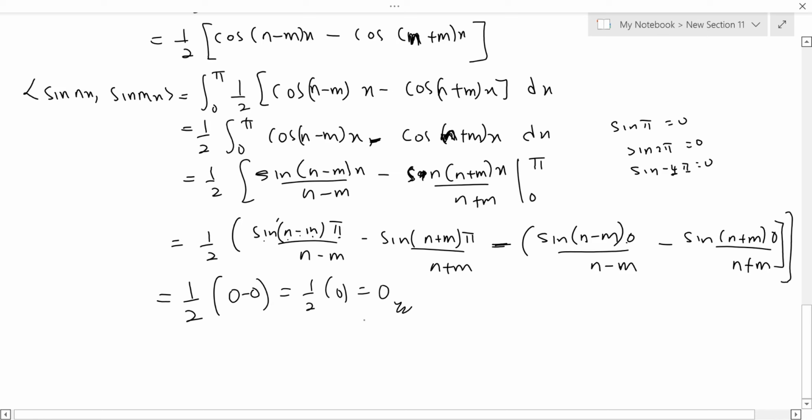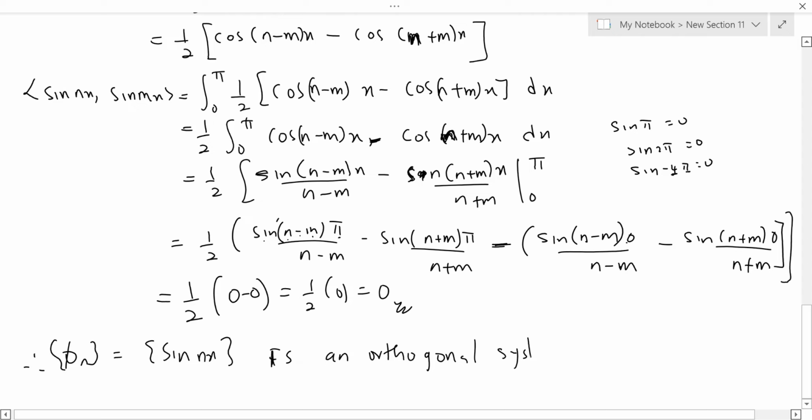The answer is 0. Therefore, this set of functions, sine nx, is an orthogonal system with respect to the weight function r(x) equals 1 on that interval, provided n is not equal to m. So this is how you show that functions are orthogonal.